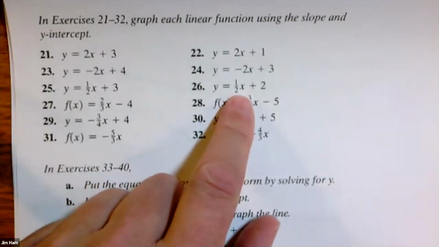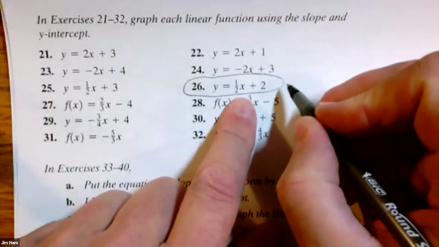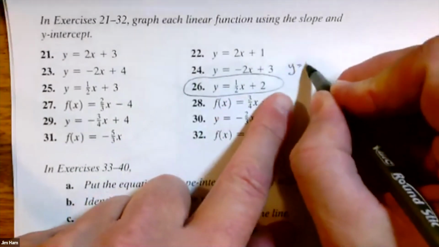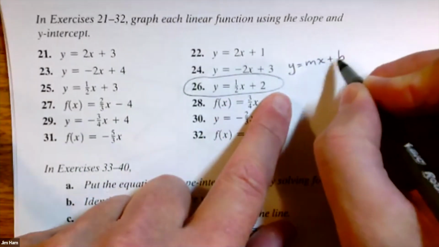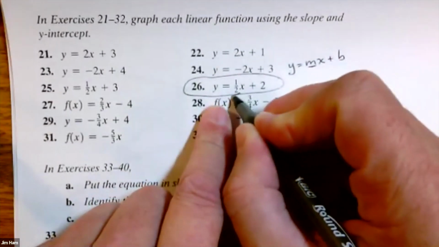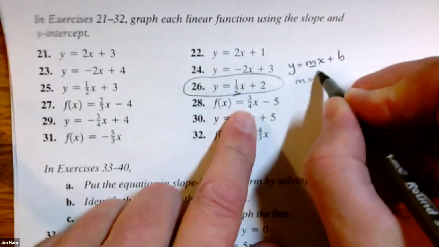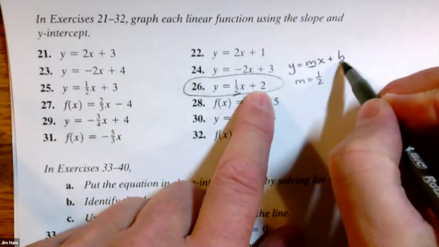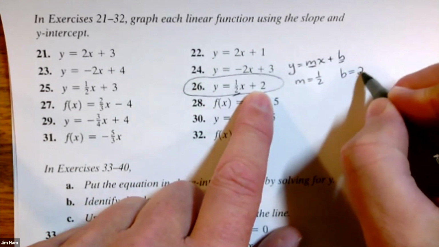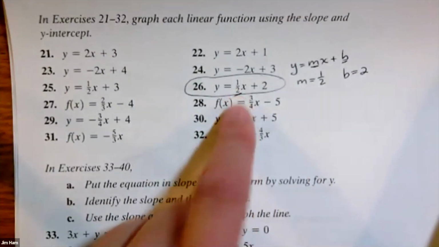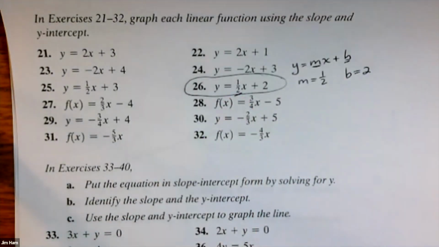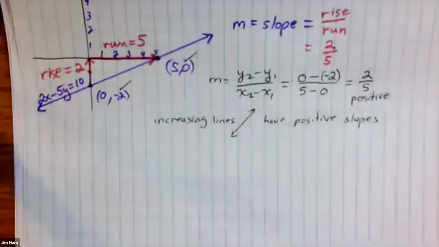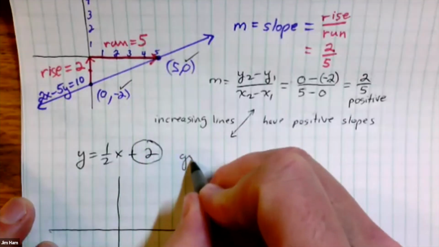I'll take number 26. It has a fraction in it. All right, so from this, if you match up the y equals mx plus b, the number in front of the x is 1/2. So the slope is 1/2. And then the number that stands out here by itself is the b. So the b is equal to 2. So let me show you how to graph this line without even identifying a single point. y equals 1/2 x plus 2. All right, so we're going to start with the y-intercept.